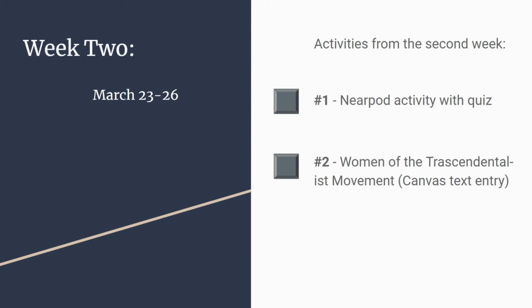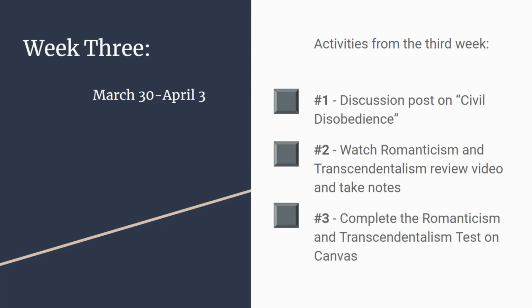For week 3, this week, you had 3 things to do. Number 1 was to join in a discussion post concerning civil disobedience and some of the quotes from that essay. Number 2 was to watch the Romanticism and Transcendentalism review video and then take notes. Activity number 3 this week was to complete the test. It is only a 10-question multiple choice test, but there's a review video that you need to watch, and every answer is there. So make sure you watch that and write a few notes down before you take that test. All right, and that's the end of week 3.